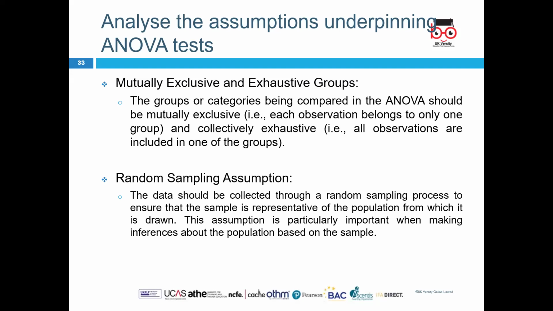Here, simple random sampling is the most preferred choice for sampling technique, such that the sample is representative of the population from which it is drawn. This assumption is particularly important when making inferences about the population based on the sample.